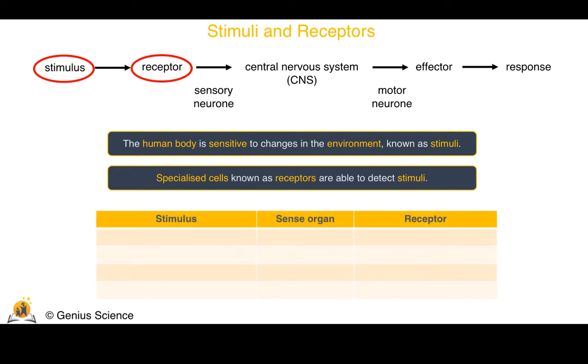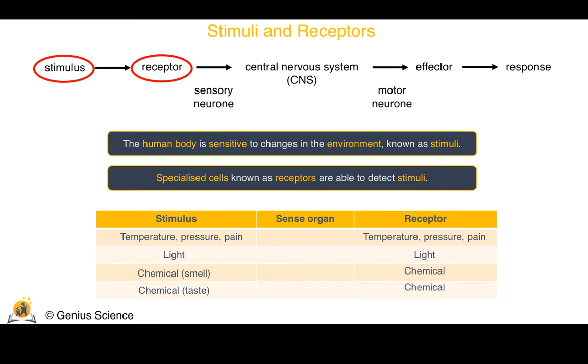For example, temperature, pressure, pain, light, chemical in the form of smell, and chemical in the form of taste. As for the receptors that detect these different stimuli, temperature, pressure and pain are detected by temperature, pressure and pain receptors, light by light receptors, and chemical stimuli by, you guessed it, chemical receptors. And the sense organs where these receptors are located are as follows. Temperature, pressure and pain receptors are in the skin, light receptors are found in the eyes, and our chemical receptors for smell are in the nose, and for taste, they're on the tongue.